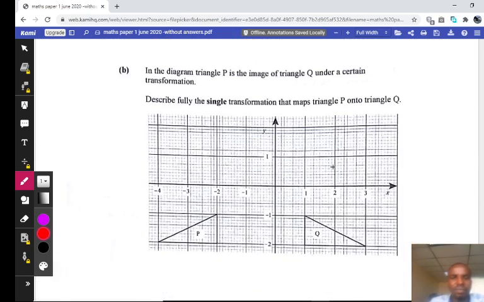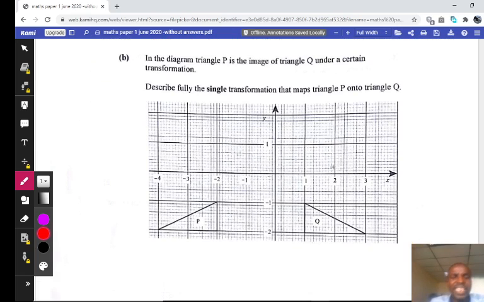Alright, next we have this one. In the diagram, triangle P is the image of triangle Q under a certain transformation. Describe fully the single transformation that maps triangle Q onto triangle P. Which one is the image? P is the image of triangle Q, so Q is the original and P is the image. Can you describe the transformation completely?